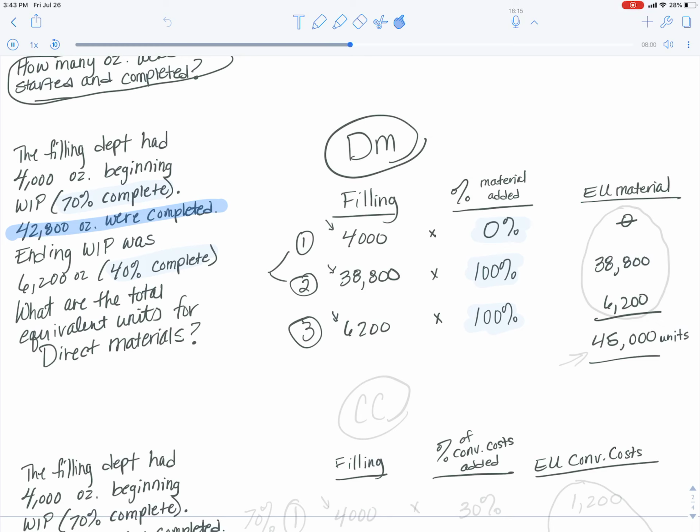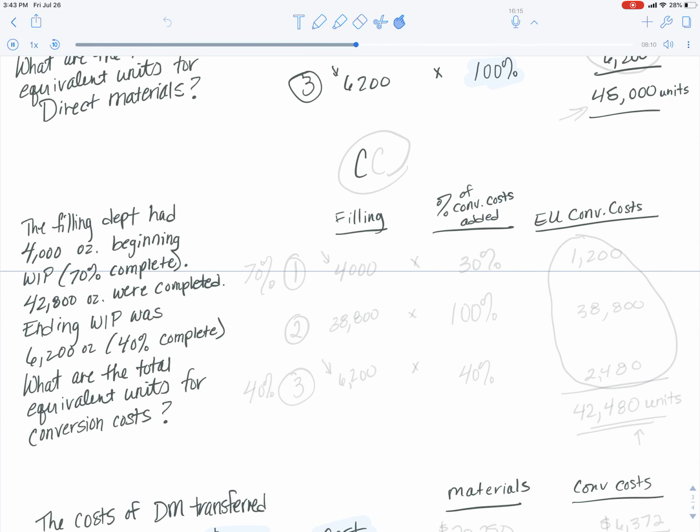So later on, when we're trying to determine costs, we're going to use 45,000 units when we're talking about material costs. Now we have to separate that from conversion costs. So conversion cost is going to include direct labor and overhead. And so we're going to be using different percentages for those because we add those all along the way. So we're going to separate into 3 groups again. And this is the same problem. So we're using the same unit still.